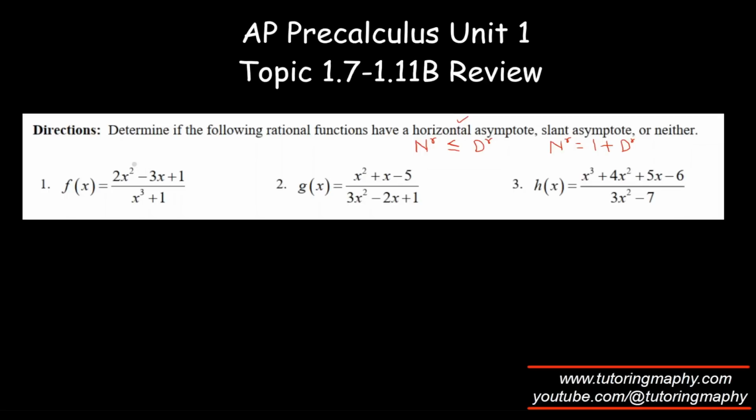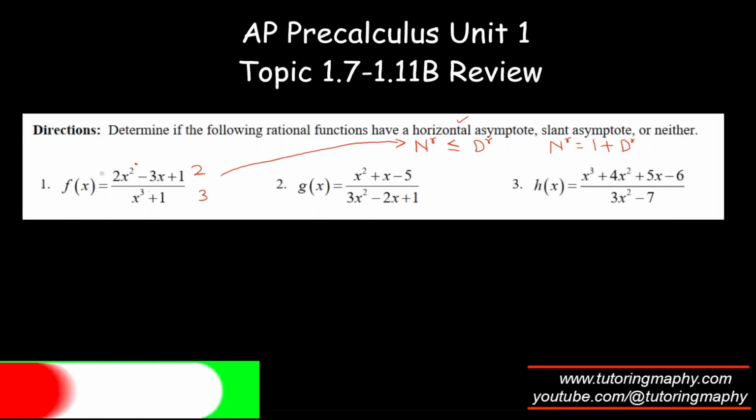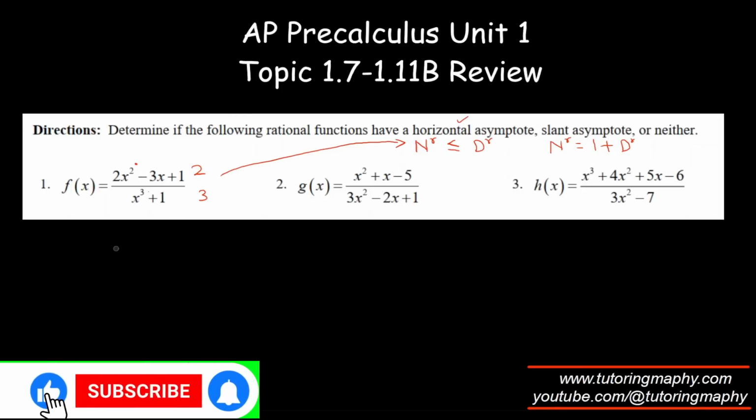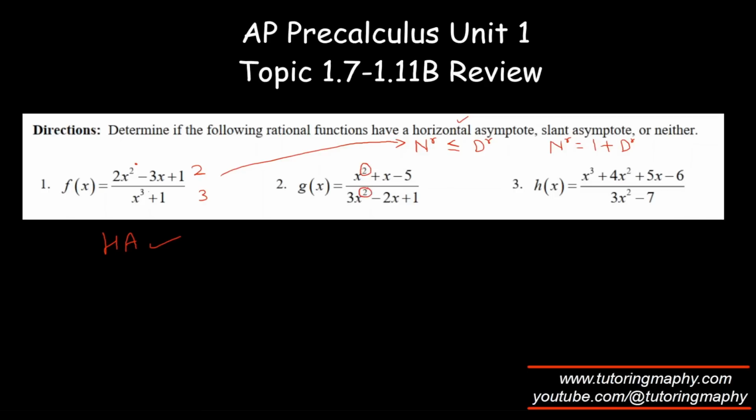So for example, over here, the degree of the numerator is 2 and the degree of the denominator is 3. The degree of the numerator is less than or equal to, obviously it is less than, right? It is less than the denominator, so this one has a horizontal asymptote. Over here, the degrees of numerator and denominator are both equal, so once again it falls in the same category, so it has a horizontal asymptote. But here the degree of the numerator is 3 and the degree of the denominator is 2, exactly 1 more, so it is a slant asymptote over here, right?